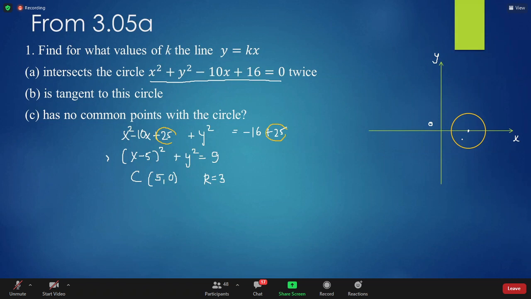Now the line intersects the circle twice. That means the line looks something like this. Remember, it has to pass through the origin, definitely. So intersecting the circle twice means the situation is this. Tangent to the circle would be the situation like this, only one point in common. And no common points with the circle, that's this. So 3 possible situations for the line and the circle.